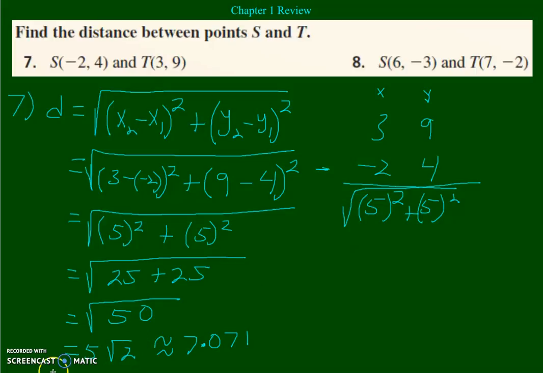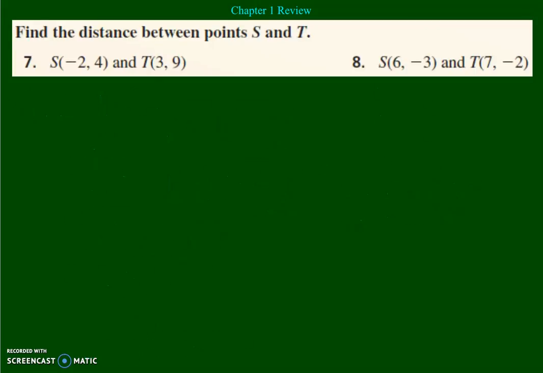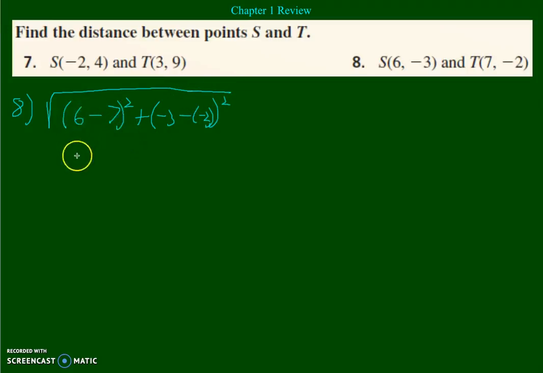Now on to problem 8. For problem 8, we're doing distance formula again, so we get square root of difference of the x's, 6 minus 7 squared, plus negative 3 minus negative 2 squared, which 6 minus 7 is negative 1 squared, plus negative 3 minus a negative 2 is negative 3 plus 2, which is negative 1 squared. We take the square root of that.